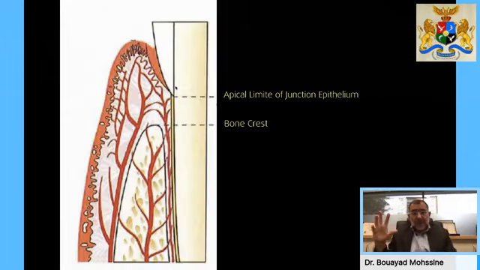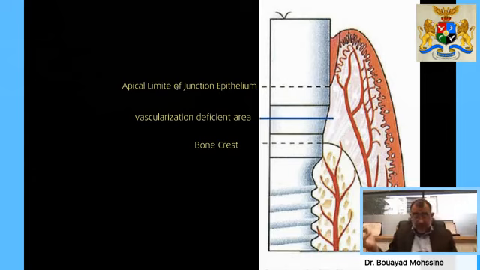In natural teeth, we have an area between the apical limit of junctional epithelium and the bone crest. This zone is the same. We have the same thing in the implant environment. We are between the apical limit of junctional epithelium and the bone crest. This zone is not vascularized. You have to manage this connective zone in order to preserve the longevity of the implant in its seat.